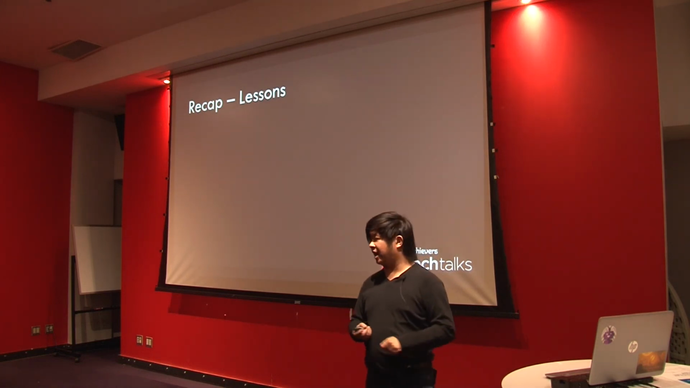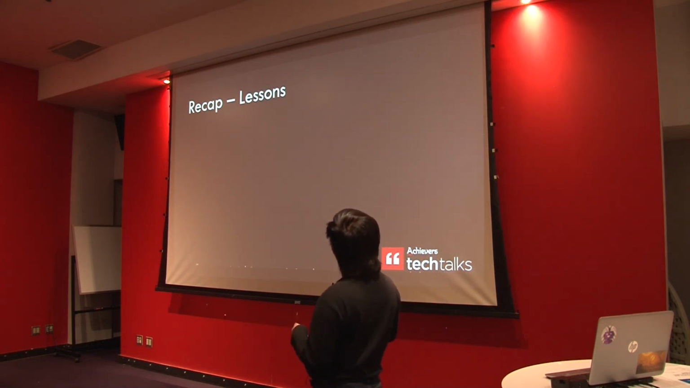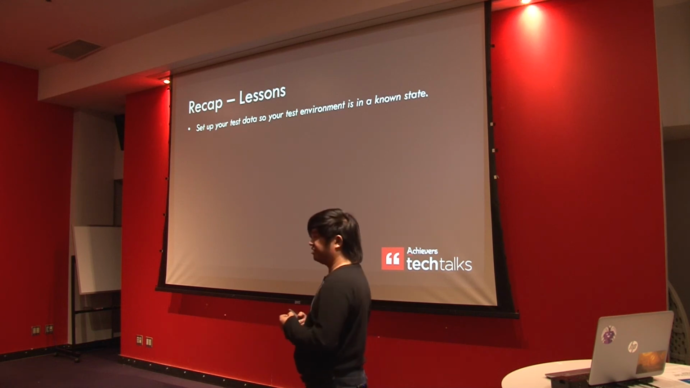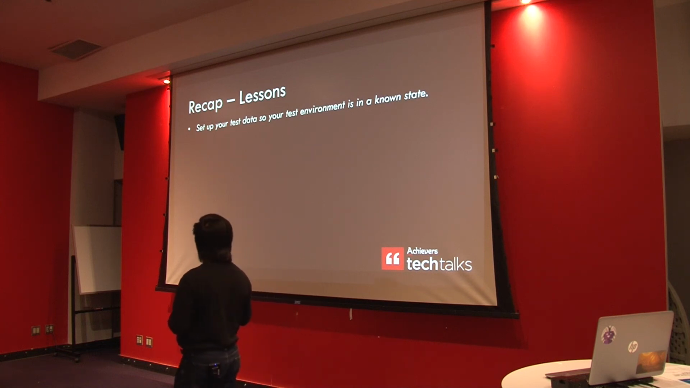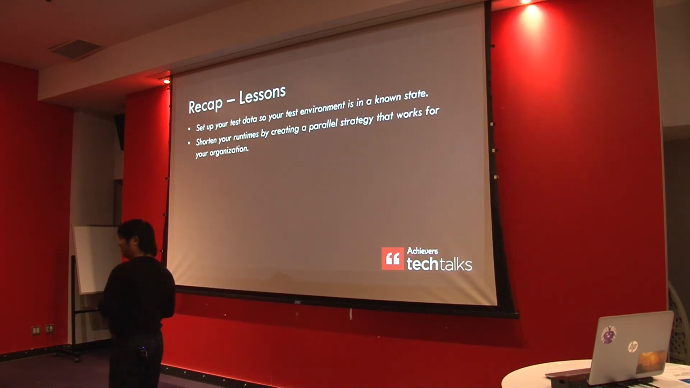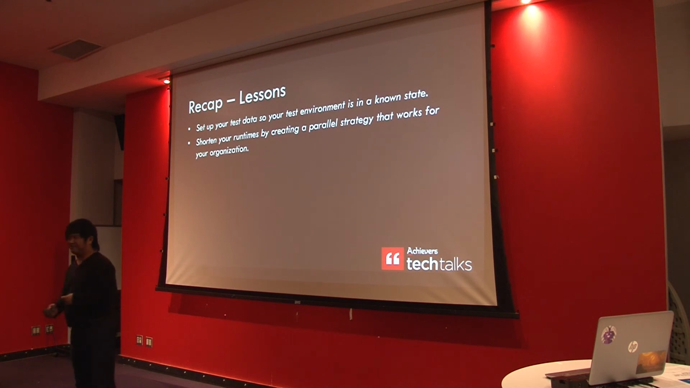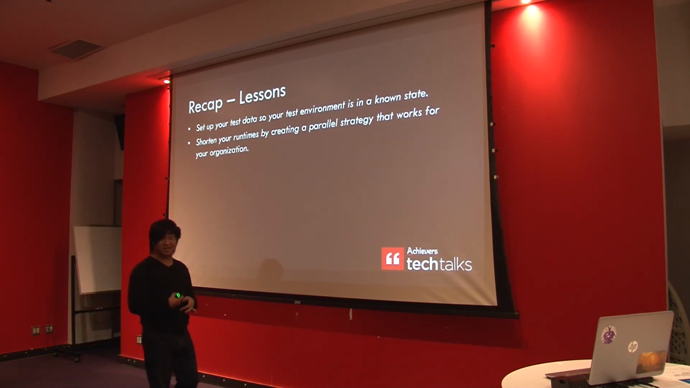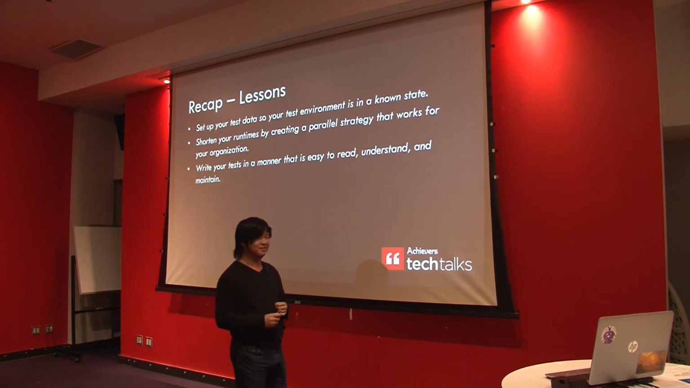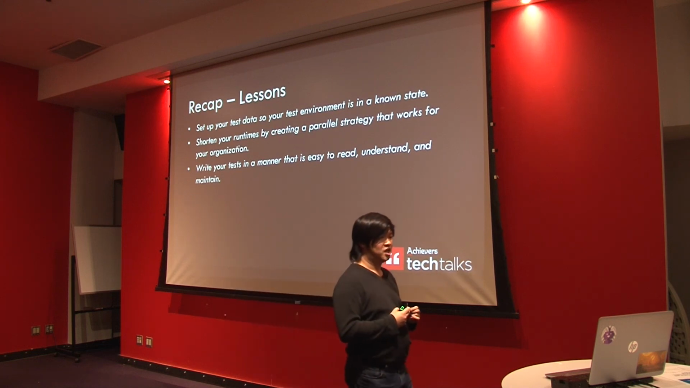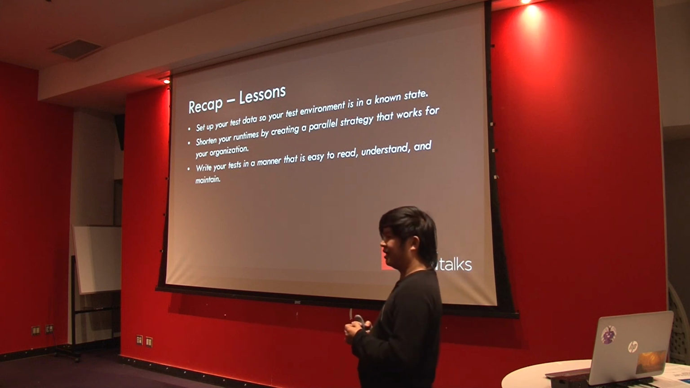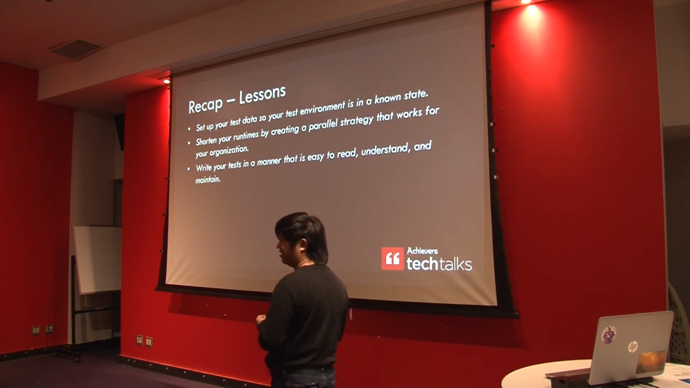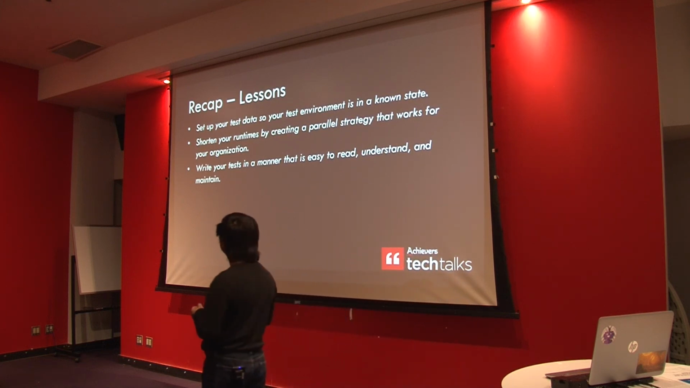So let's have a quick recap to go over all the things that we learned. Number one, make sure you know what's going on in your test environments. That's pretty much what this lesson is. Set up your test environment to make sure it's in a known state. Number two, make sure your runtimes are short. One of the pipeline principles is that we want short runtimes. We don't want 3 hours. Number three, write your tests in a way that is easy to understand and maintain. Furthermore, this really makes it so that your developers can write your tests as well.